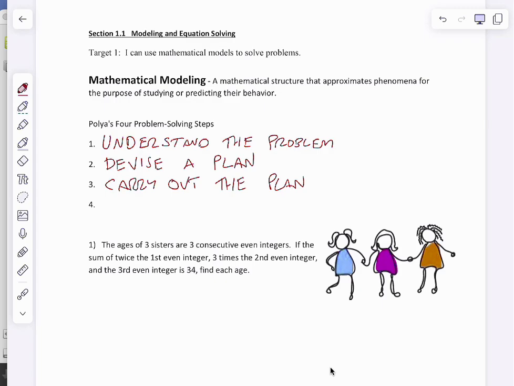If your plan is to make a table, then do that. If your plan is to guess and check, give it a shot. Okay? And then step 4 is look back. You get an answer, you ask yourself, am I answering what they're asking? And if not, then re-understand the problem, make a new plan, try that plan, and keep going in circles until you get it.